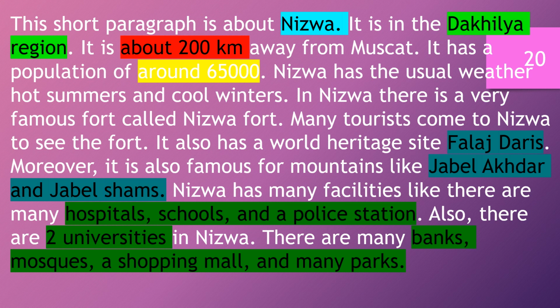Also, there are two universities in Nizwa. And what are the other facilities? There are many banks, mosques, shopping malls, and many parks. So, whatever services are available to the people living in that place, you can mention. If there are more, you will use there are many. If it is one, you will use there is a, and write about all the facilities.